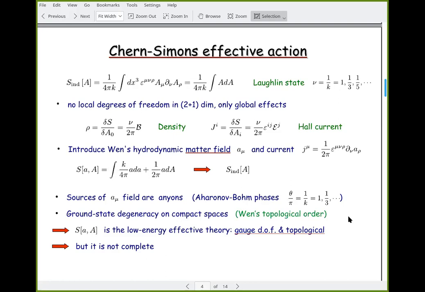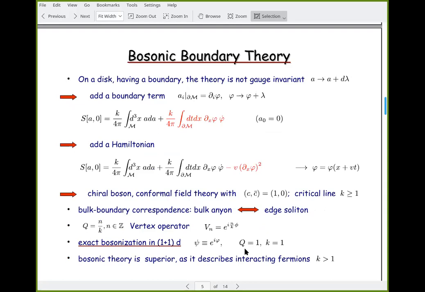So this is the low energy effective theory, but in fact this theory is not complete, because we have not discussed yet the excitations at the boundary. So how to deduce the excitations at the boundary? Well, the first observation is that on a space with a boundary, like the disk, the Chern-Simons theory is not gauge invariant. This is a known fact about Chern-Simons theory: when you vary A with a gauge transformation, you get a non-zero term, which vanishes only if it's a total derivative, and only if the space is compact. But the space is not compact.